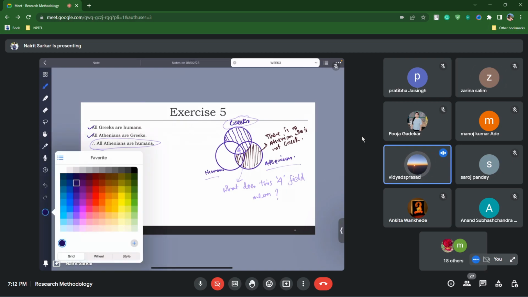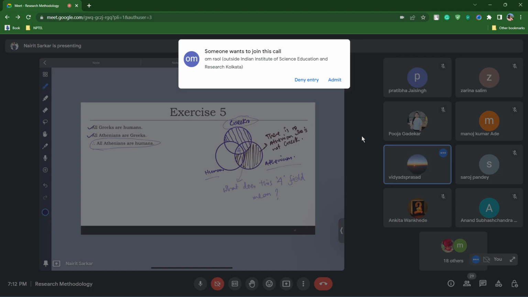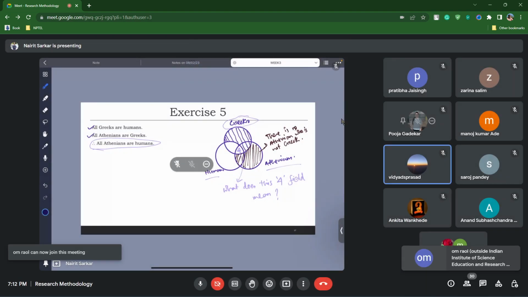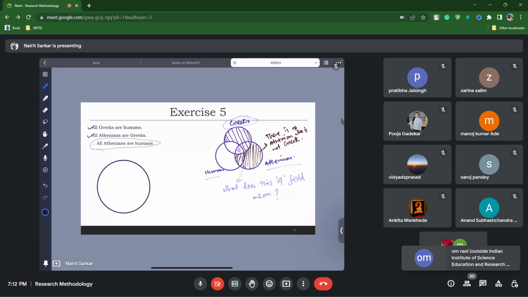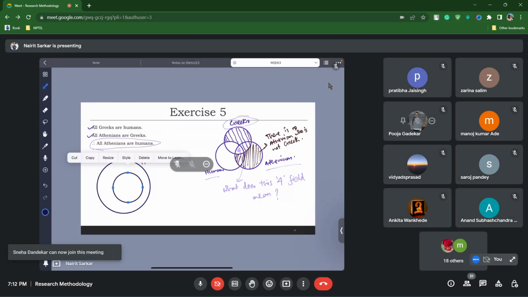Sir, one clarification. When we are writing the Venn diagrams, in the first one, all Greeks are humans. Why is the Greeks not written within the circle of the humans, sir? And why is it taken as conjoint circles rather than concentric circles? Oh, so you are asking like Greek all human, then like this. Yes, sir.